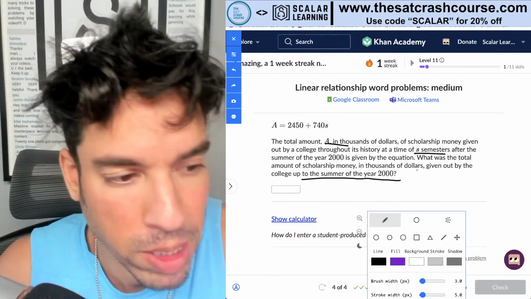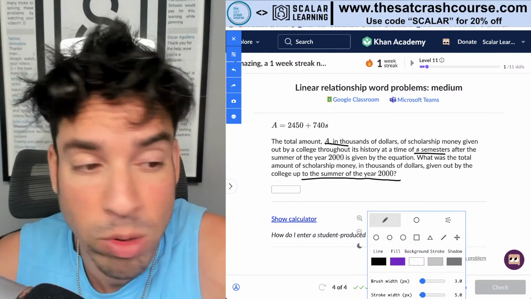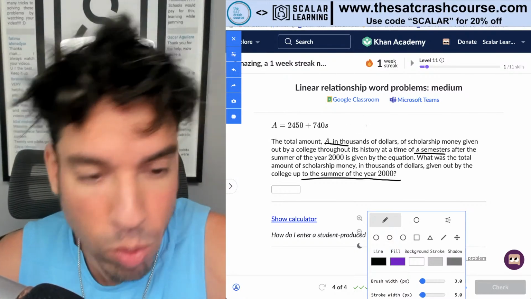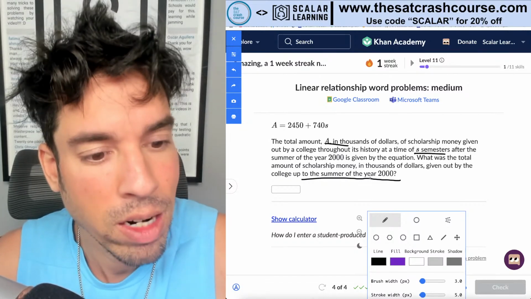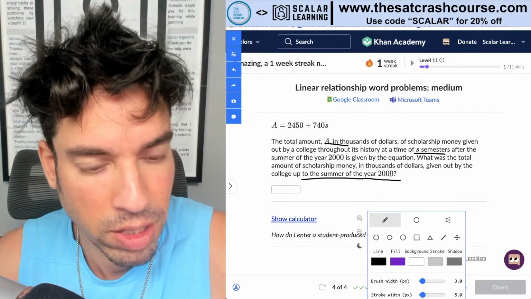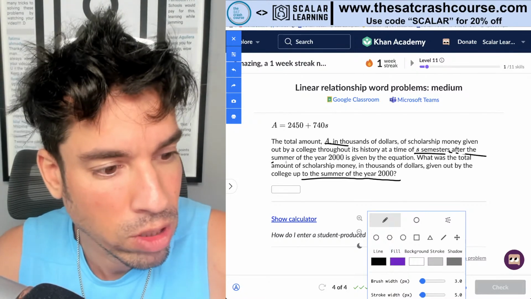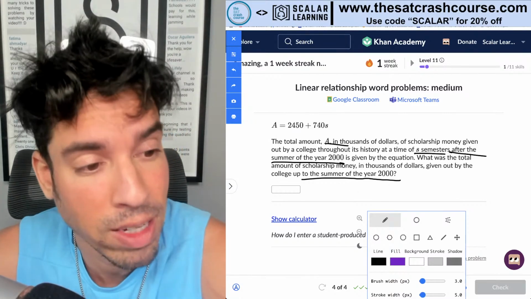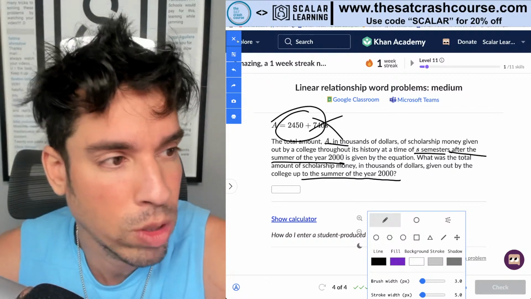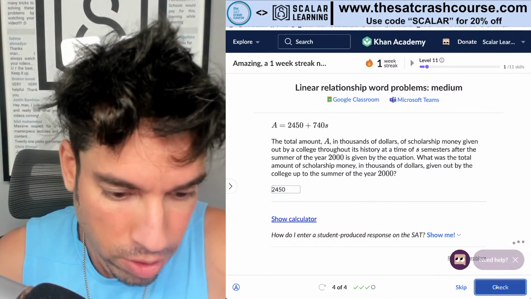Yeah, so S is the semesters after 2000. If it's 1, it'd be 1 semester after; if 2, it'd be 2 semesters after. But they're saying right up to the summer of the year 2000, meaning no semesters have passed, meaning S is 0. They just want the y-intercept: 2,450. That's how you do it.